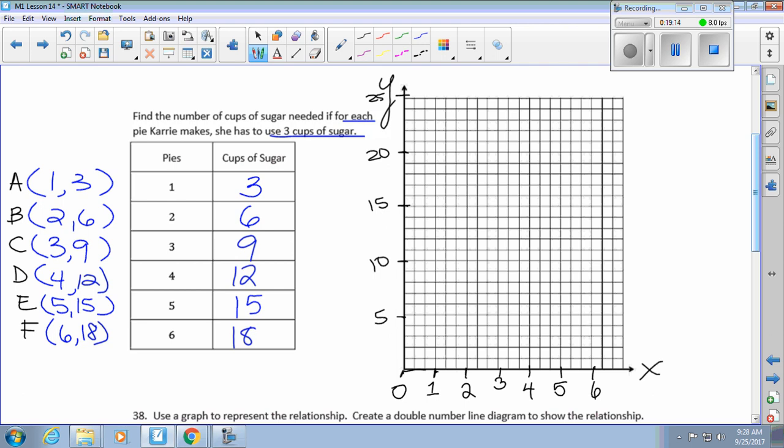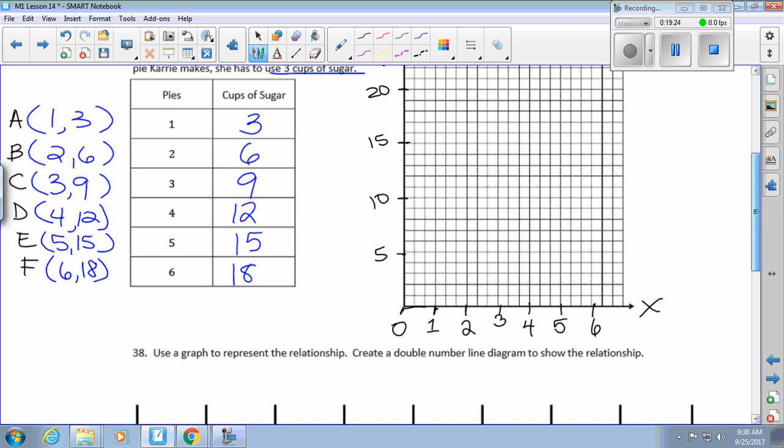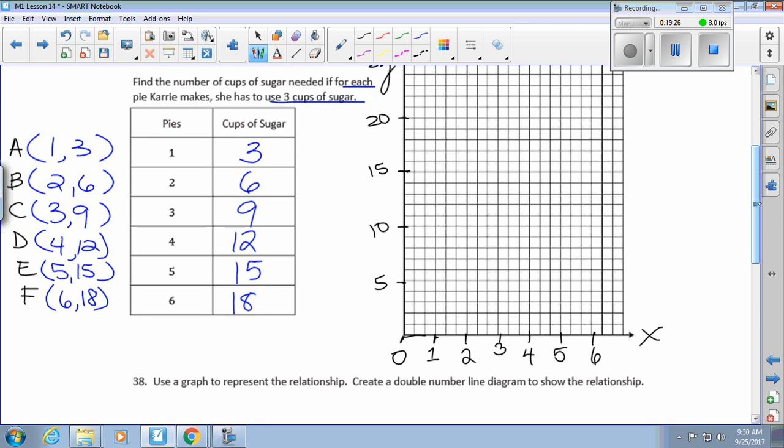All right, these papers look pretty good. I'm going to pause this video for a sec just to double check. Okay, we should also label these. So this bottom x-axis represented which one? The pies or the sugar? The bottom is what? Pies, all right? So we're going to label this pies.